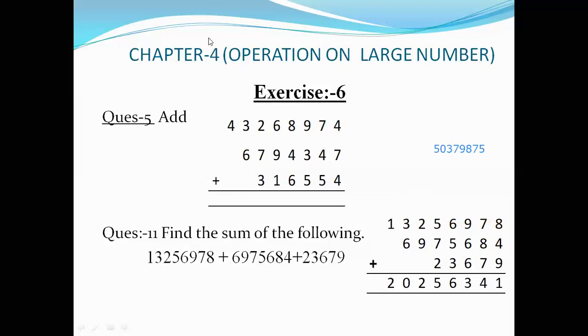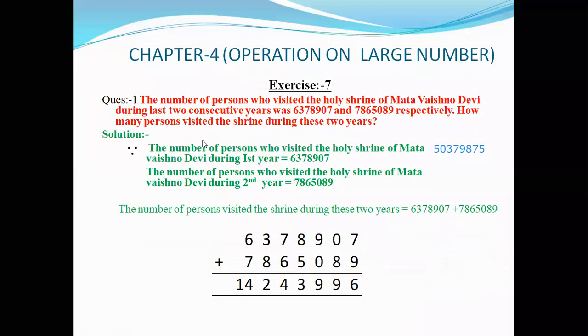Now when you go to the next slide, chapter 4, operation on large numbers. In operation on large numbers we have only discussed addition here. Now these are problems related to addition, and first is the word problem. Question number 1, exercise 7.